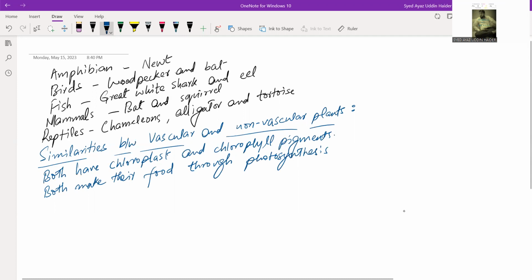Both are the primary producers of the ecosystem. Now let's talk about the differences between these two.